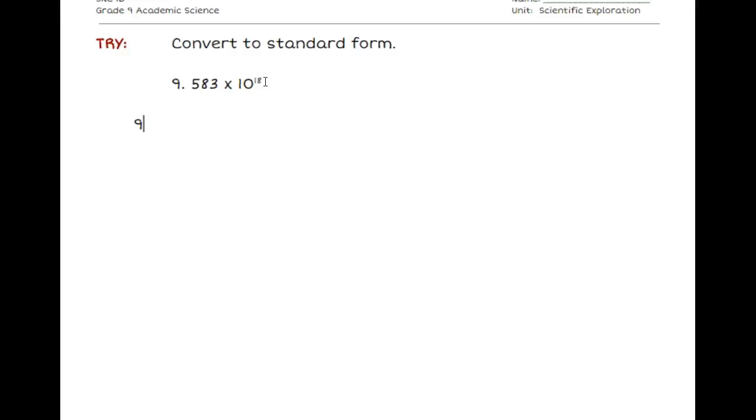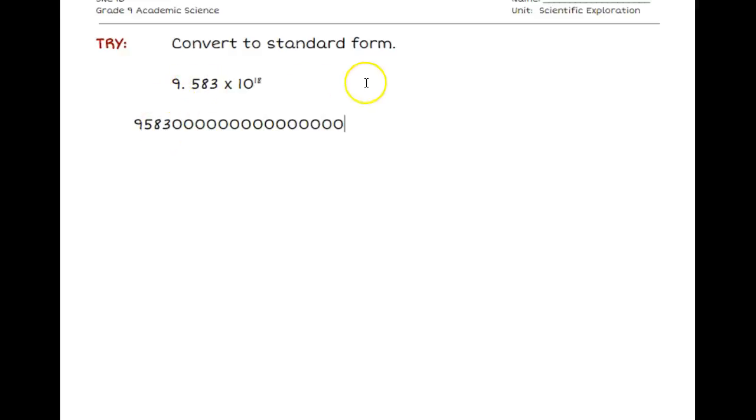So I'm going to move it 3 spaces by going 5, 8, 3. So far I've moved it 1, 2, 3. But I've got 18 spaces to move it in total. So I've used 3 of the 18. That means I need 15 zeros left. So 1, 2, 3, 4, 5, 6, 7, 8, 9, 10, 11, 12, 13, 14, 15.